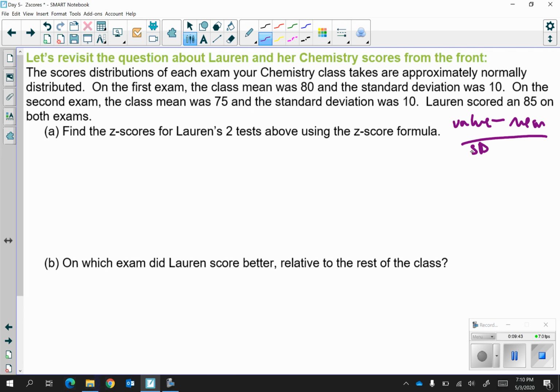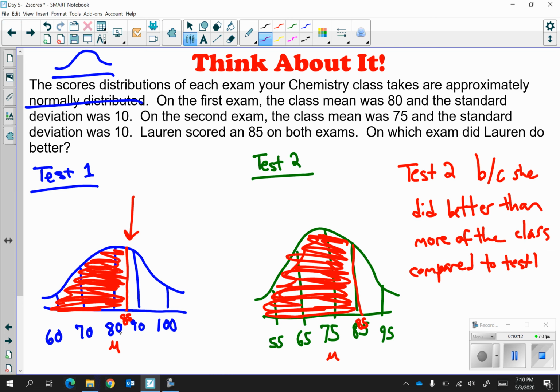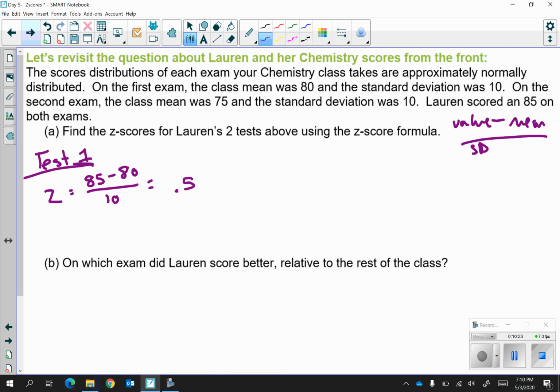Now, we have, for the first test, our value that she got on the test, she scored an 85. The average on the test was an 80, and the standard deviation was 10. You're going to put that in your calculator all at once, and you're going to get a z-score of 0.5, which makes sense because if you go back to the diagram, we were halfway between the 80 and 90, right? So that means we're half a standard deviation away. So sometimes you can see it graphically as well.